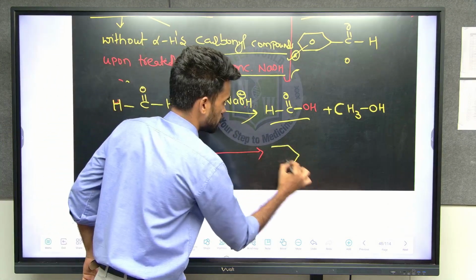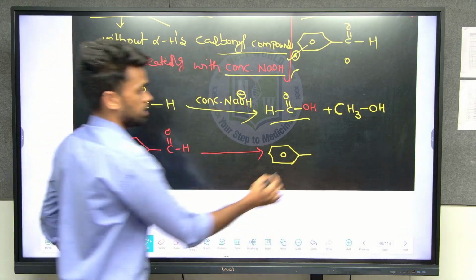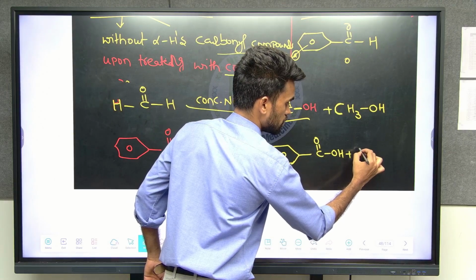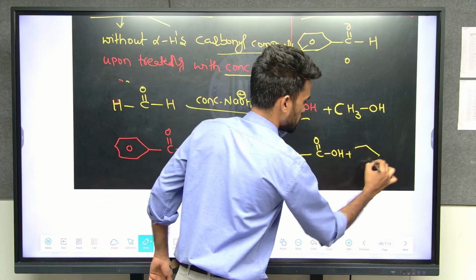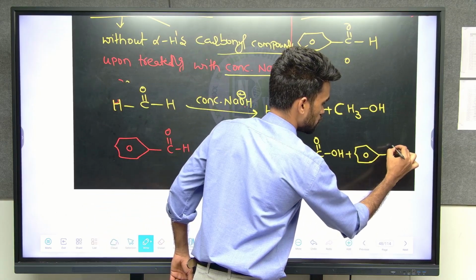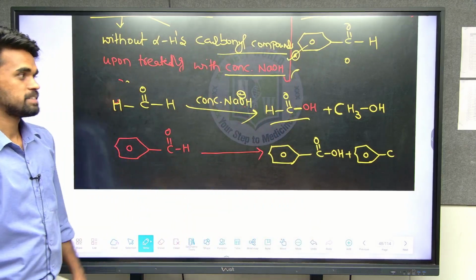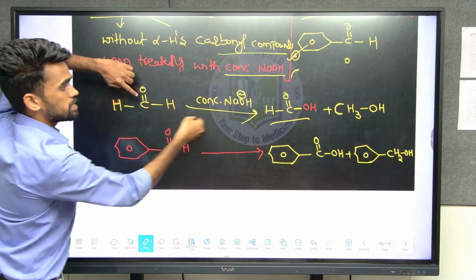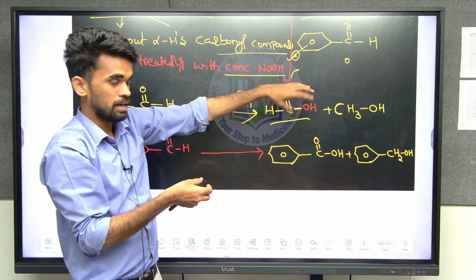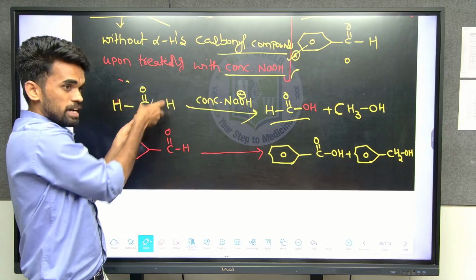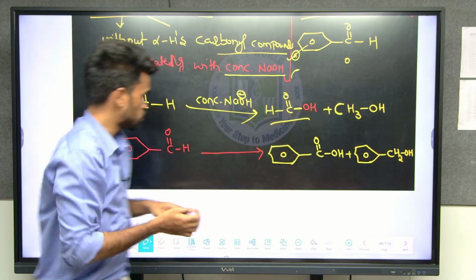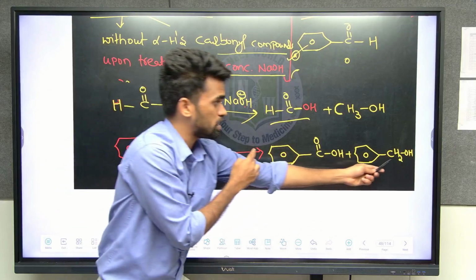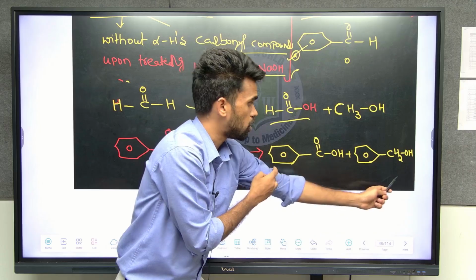C double bond O, OH, next, CH2OH. Very simple. Remove one hydrogen from it and add OH, that will be your carboxylic acid. For the next one, you just add the hydrogen removed here and give it to that one. So it will become CH3OH. So you are removing one hydrogen from one molecule and giving it to the other molecule. One hydrogen is there, now it becomes two hydrogens. So CH2OH, alcohol, and carboxylic acid.